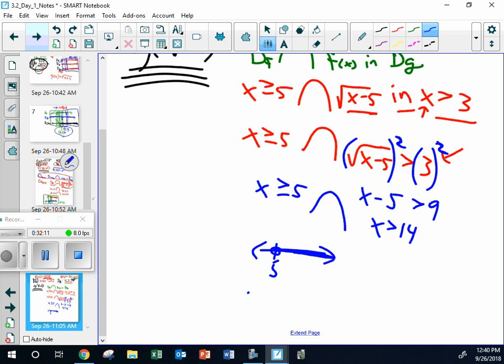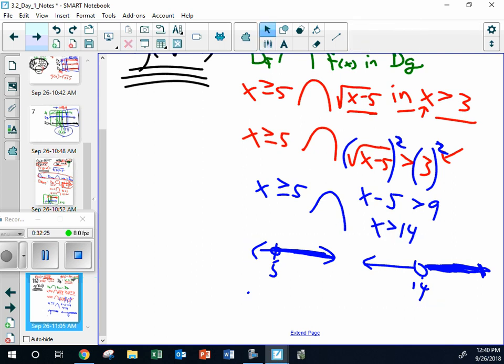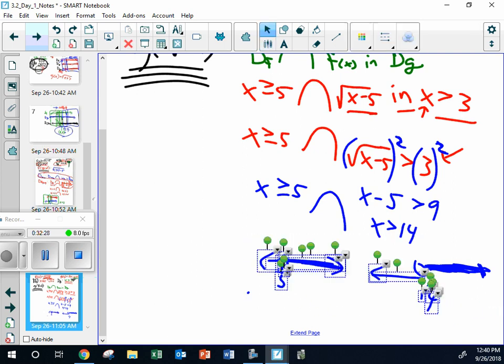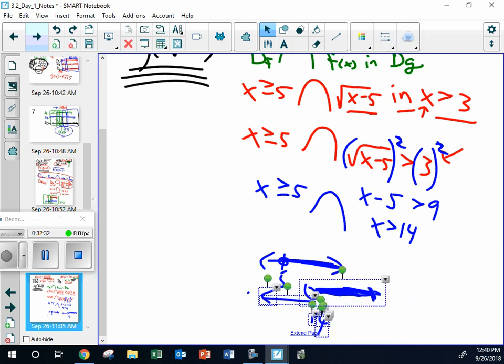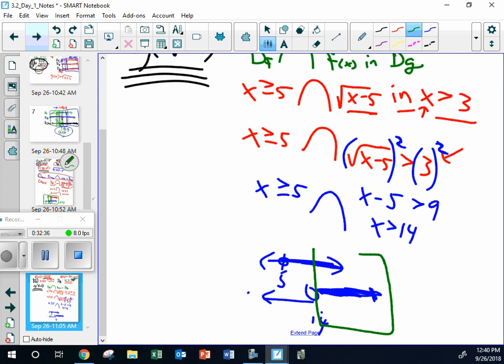Here's the 14 one. I'd like to make it over here. Oops, empty circle at 14. That's important. Filled into the right. And now I'll just grab this one and move it over. There. Underneath here. And then I see where they overlap. And in this case, x is greater than 14.